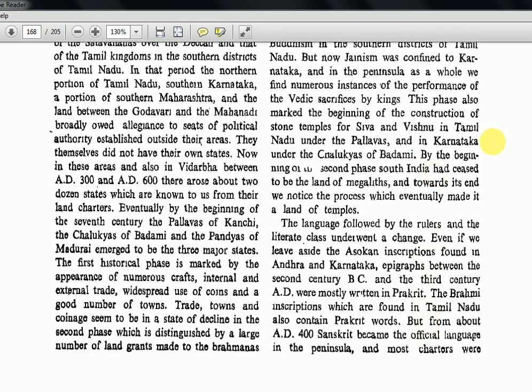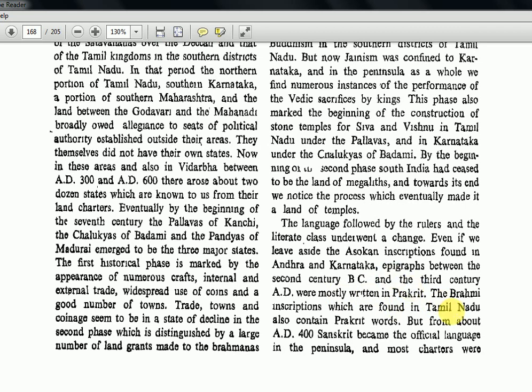By the beginning of the second phase, South India had ceased to be the land of megaliths, and towards its end, we noticed the process which eventually made it a land of temples. The language, followed by the rulers and the literate class, underwent a change. Even if we leave aside the Ashokan inscriptions found in Andhra and Karnataka, epigraphs between the 2nd century BC and the 3rd century AD were mostly written in Prakrit. Okay, so Prakrit is there.